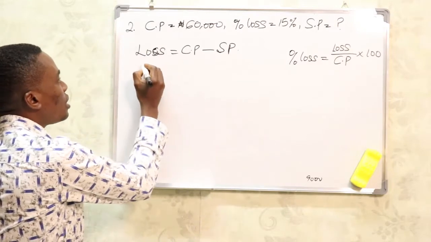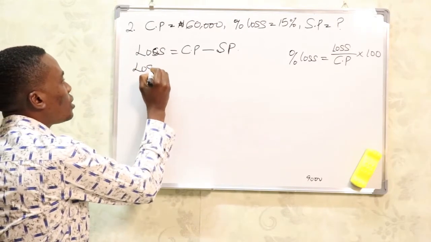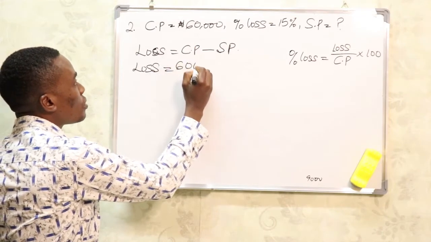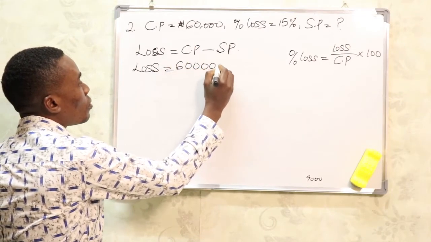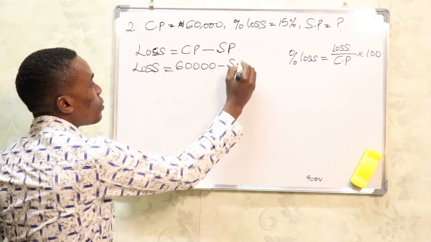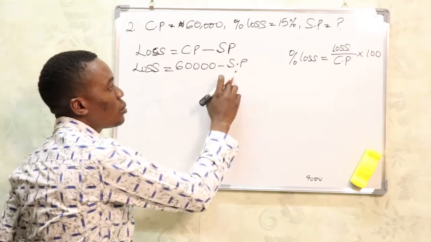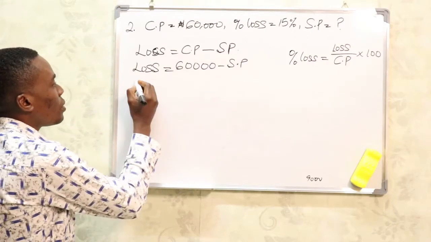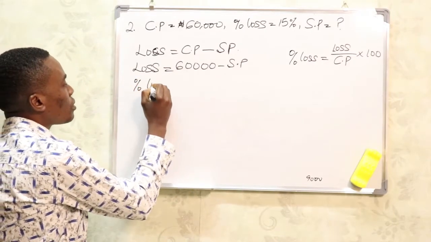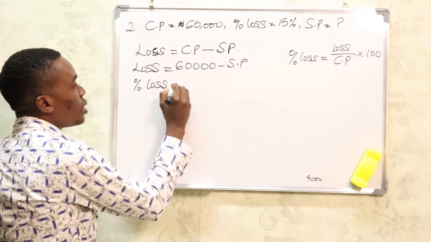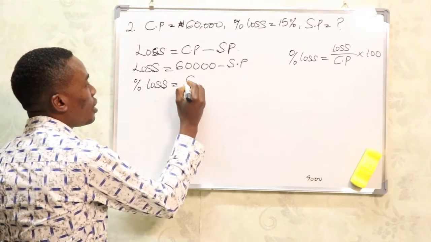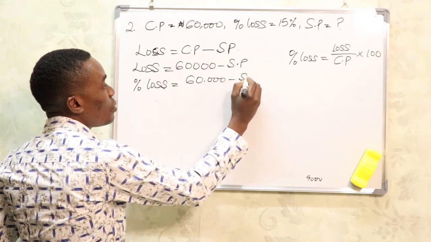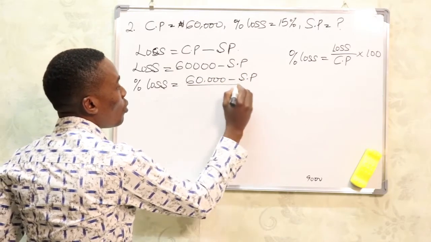Now when we calculate this, the loss of the seller is equal to the cost price, which is 60,000, minus the selling price. So our loss is equal to this. Now let's consider the percentage loss. Using that formula, the percentage loss will be equal to 60,000 minus the selling price all over what?